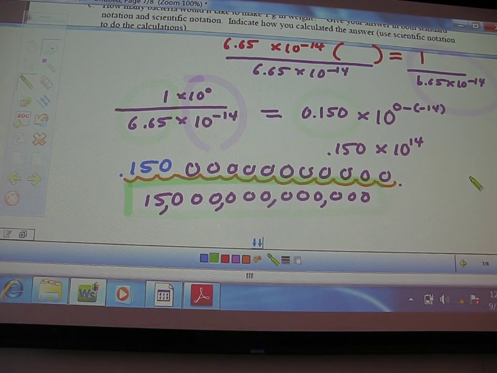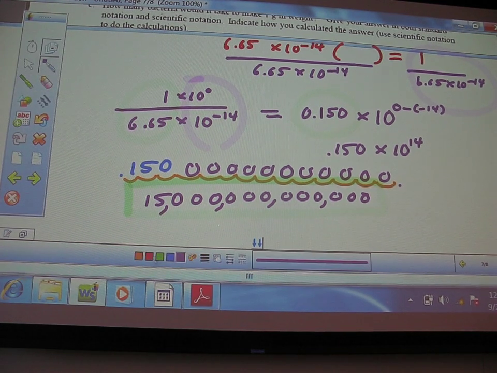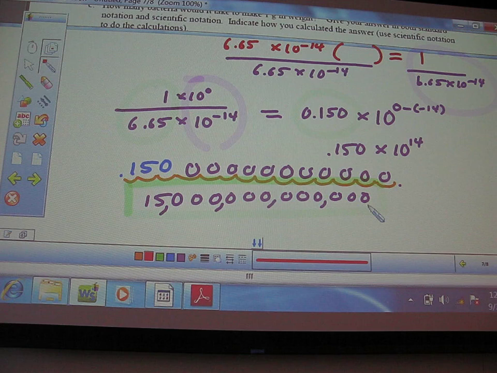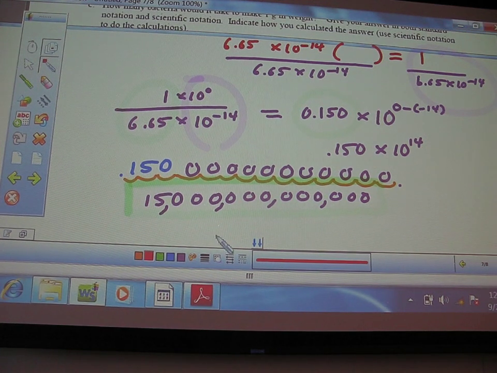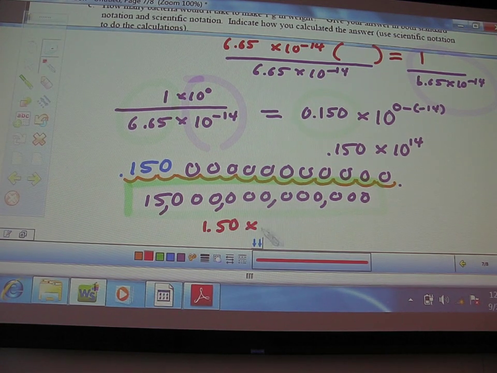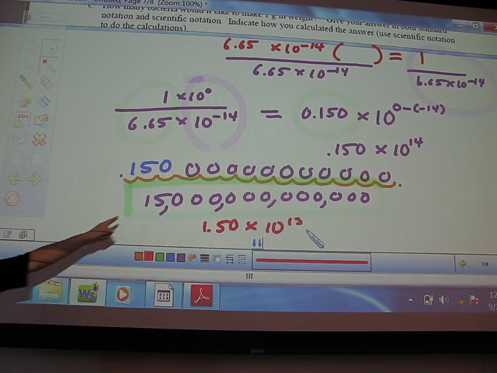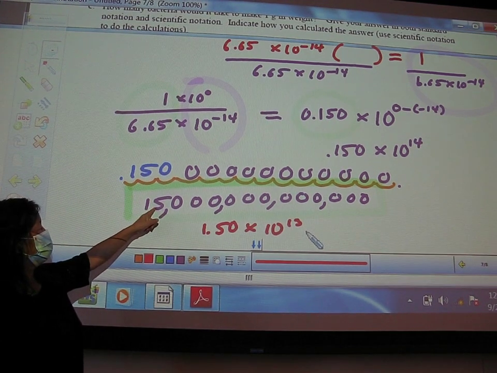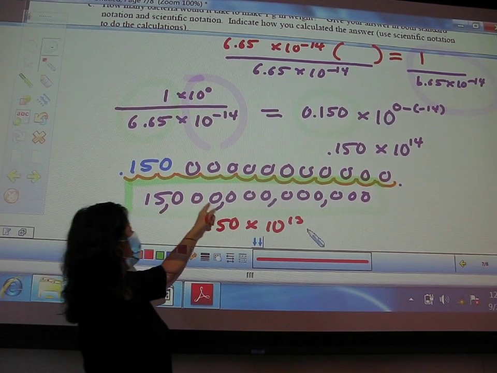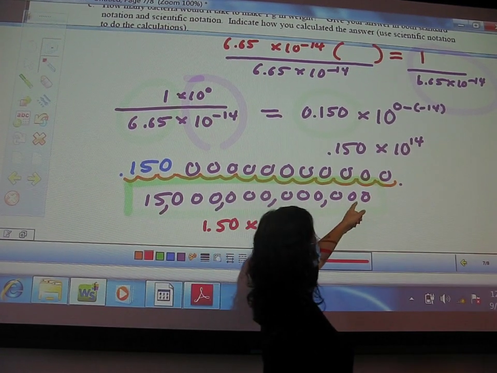Thank you for checking, because like I said, it's better to be sure than to not be sure. So basically I need to move it back over, but I only need to move it back over 13 times. So I'll end up with 1.50 times 10 to the 13. So I want to have the exponent right here. So that's 1, 2, 3, 4, 5, 6, 7, 8, 9, 10, 11, 12, 13.